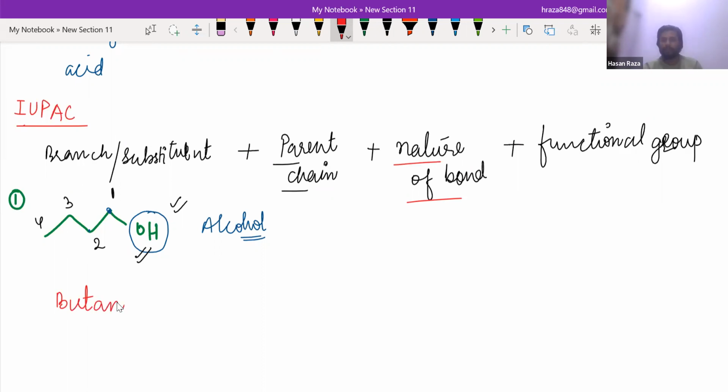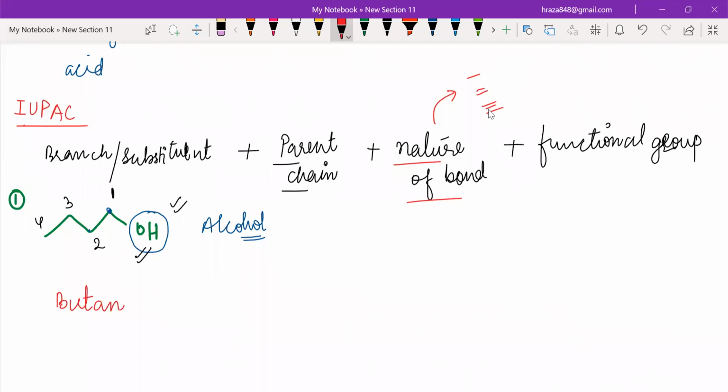The nature of the bond is whether it is single, whether it is double, or whether it is triple. Because for single, double, and triple, we use different names: alkane, alkene, alkyne. Are you getting my point? Yes, sir. Since it has 4 carbons, it will be butane.